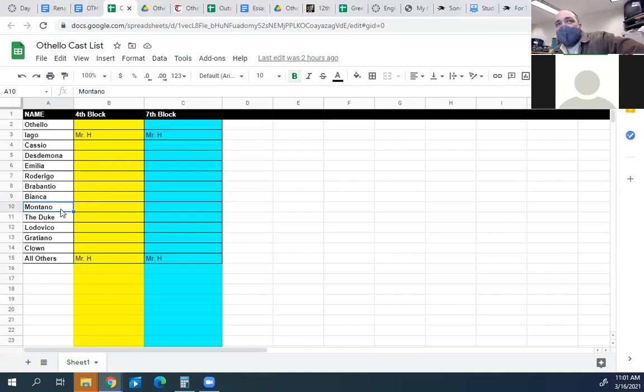Montano, he's a friend of Othello's and the governor of the island of Cyprus. He's got some lines, but nothing too big. The Duke, he shows up in Act 1, and that's it, and he's out as well. He is the ruler of Venice. He's got some nice rhyming lines and has a couple of monologues, but nothing too big. Like I said, we're getting down to the characters with fewer lines. I tried to put them in order of the more to less lines that they have.